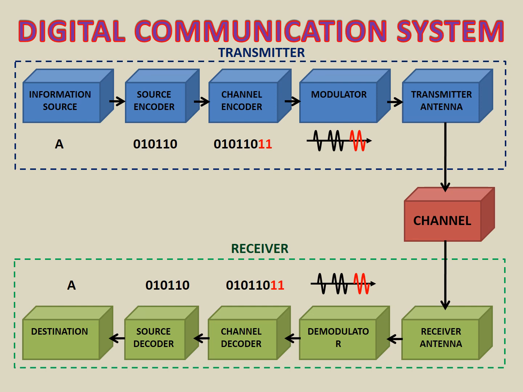The source decoder is again the reverse process of the source encoder. This decoder decodes the information in the form of an analog signal. That is, the source decoder converts the signal from digital to analog. Means it is a digital to analog converter.